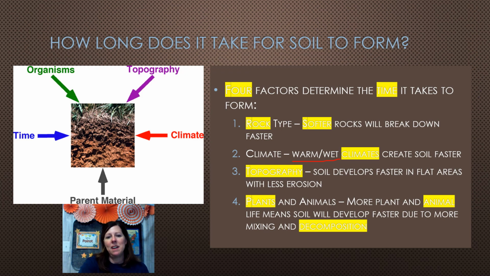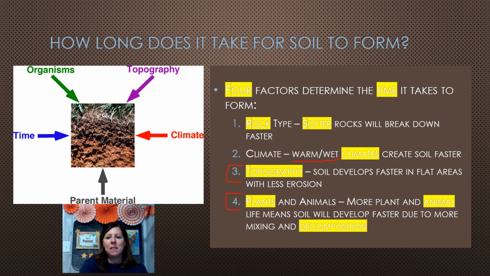So we know that probably in Florida, they make a lot of soil very quickly versus somewhere up in Canada where it's not warm and wet. The third factor is the topography. Soil develops faster in flat areas with less erosion. And the fourth factor is plants and animals. So if there aren't a lot of plants and animals that grow there, they can't decay and become part of the soil.